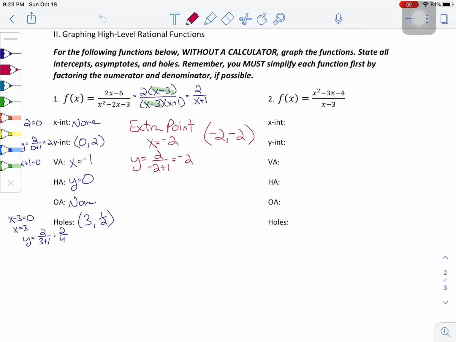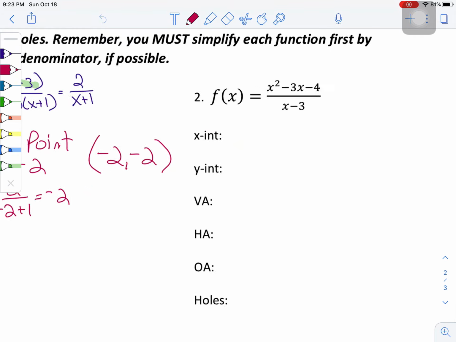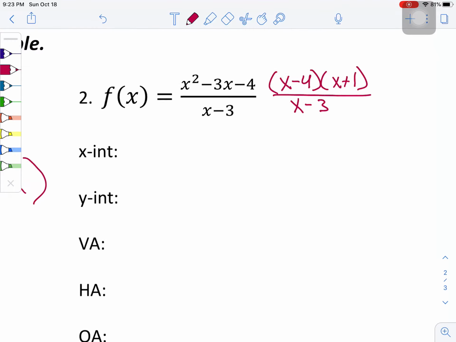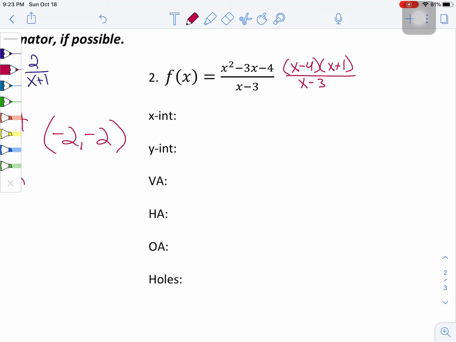All right, so this is going to be problem number 2 on the high-level rational function sheet. I'm going to jump right into it and see what we've got here. So I want to see if I can factor and cancel. So let's see. Factoring this numerator, (x minus 4)(x plus 1) all over x minus 3. All right, so nothing cancels. All right, good to know. So we know there's no discontinuities. So I'm actually going to mark that there are no holes in the graph.